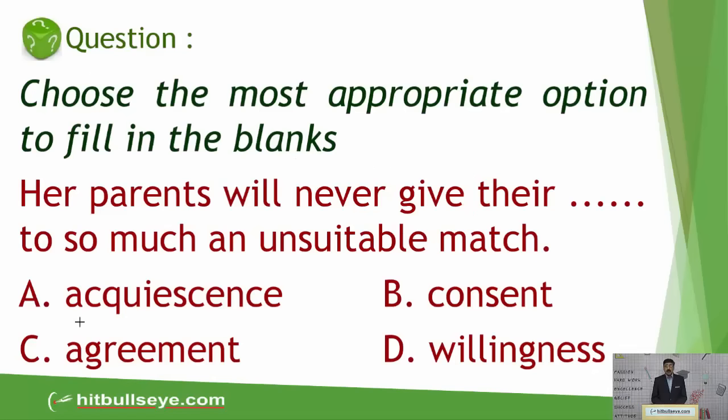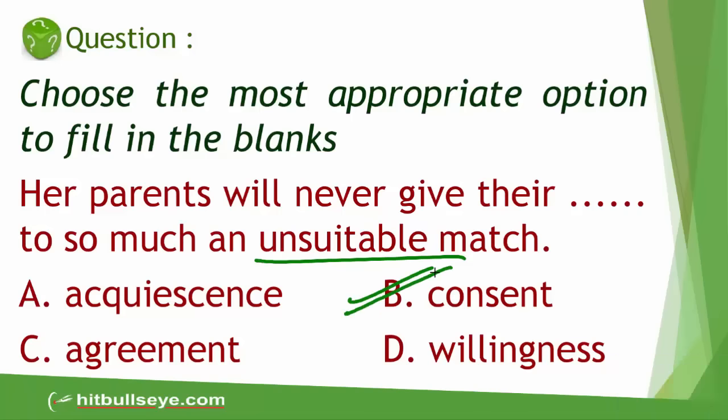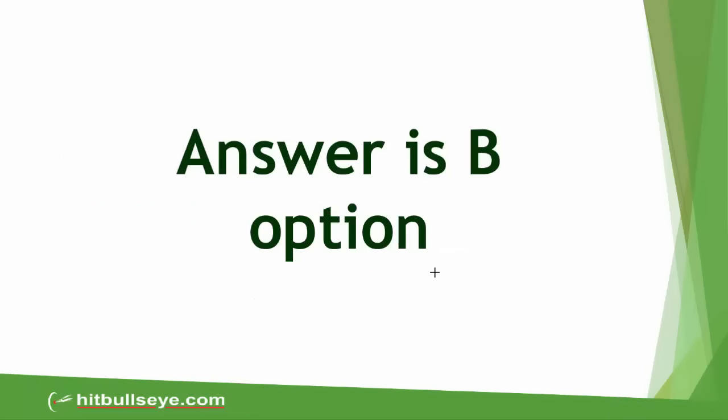This question is based on fill in the blanks. The question is, our parents will never give their dash to so much an unsuitable match. The keyword is unsuitable, so parent will never approve this match. Therefore, the answer would be consent. So answer to this question is B option.